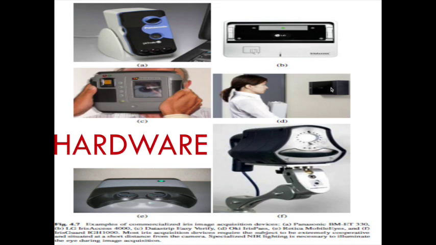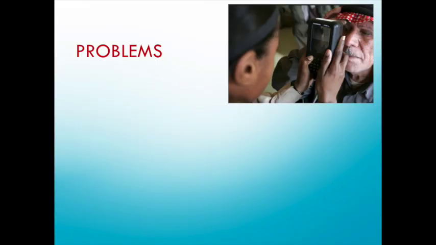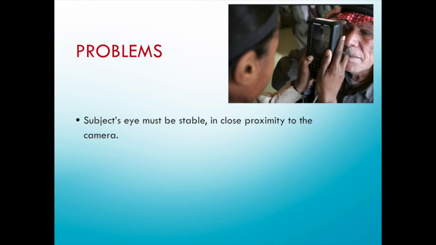Now, obviously the iris has some problems. It has to be stable. You've got to have the iris in order to acquire an image. It's so small, any movement will just destroy the image. So the subject's eye must be stable and in pretty close proximity to the camera.